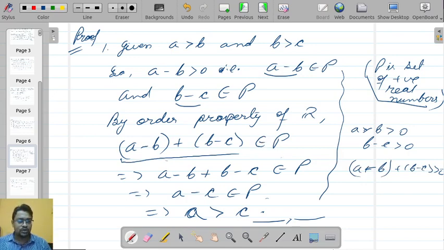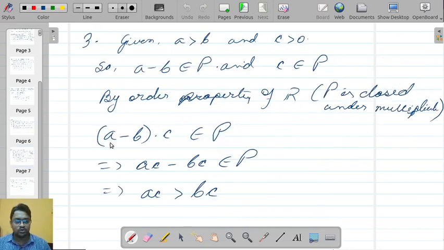Belongs means instead of writing greater than 0, we have written belongs to P. So make it a habit to do it this way in the initial properties. Later on, we'll just carry on with our greater than symbol. Right, so the only one part I have proved.